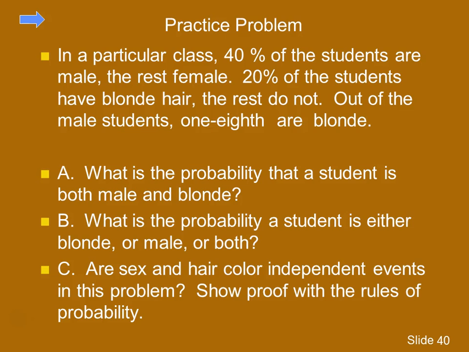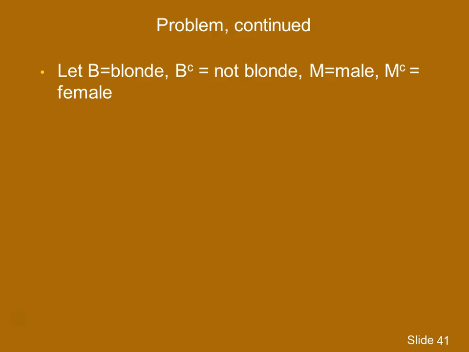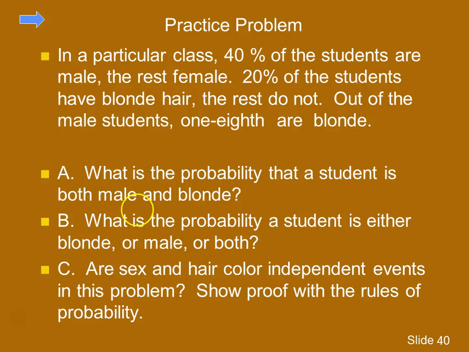Okay, once we've identified the variables, we can start to set up some notation for the variables. I'm going to let B be the blondes, B complement is the non-blondes, M is the males, and M complement is the females. Now we can go back to the problem and start identifying the probabilities. 40% of the students are male, so that's just going to be the probability of male, or M, in our notation. The rest are female, that means 60% female.